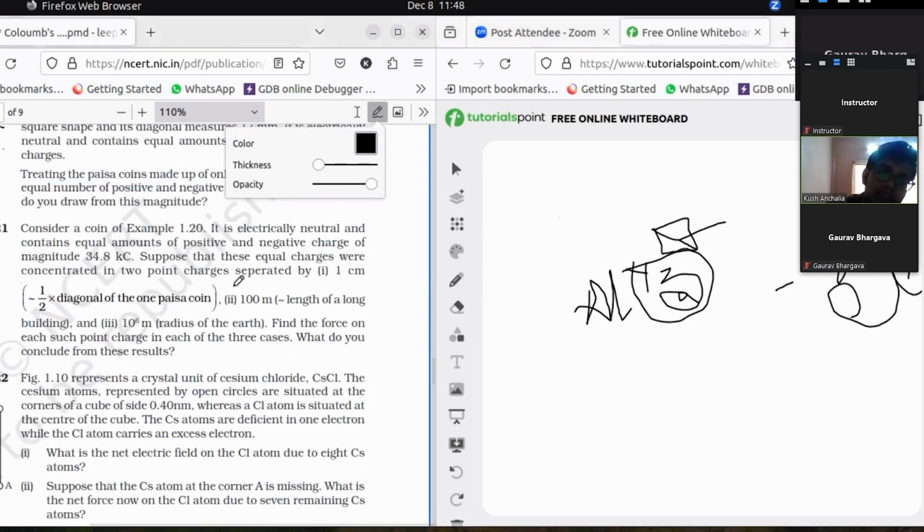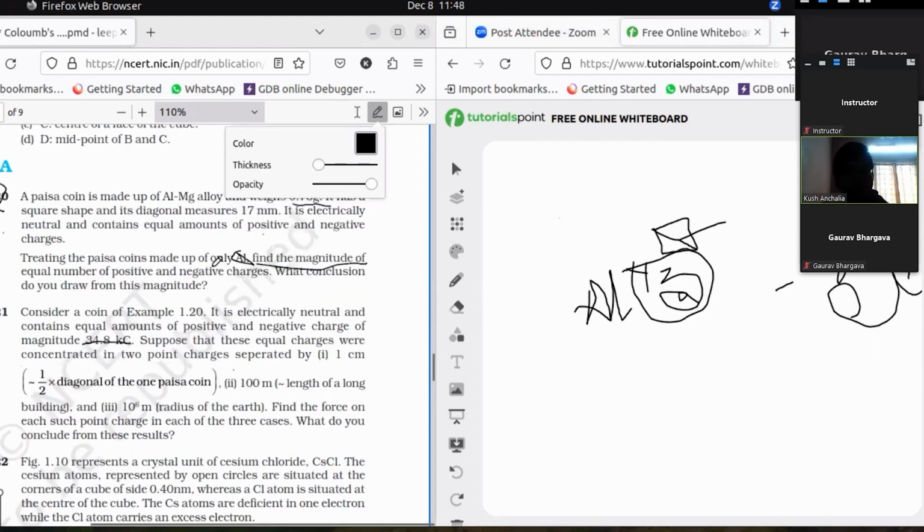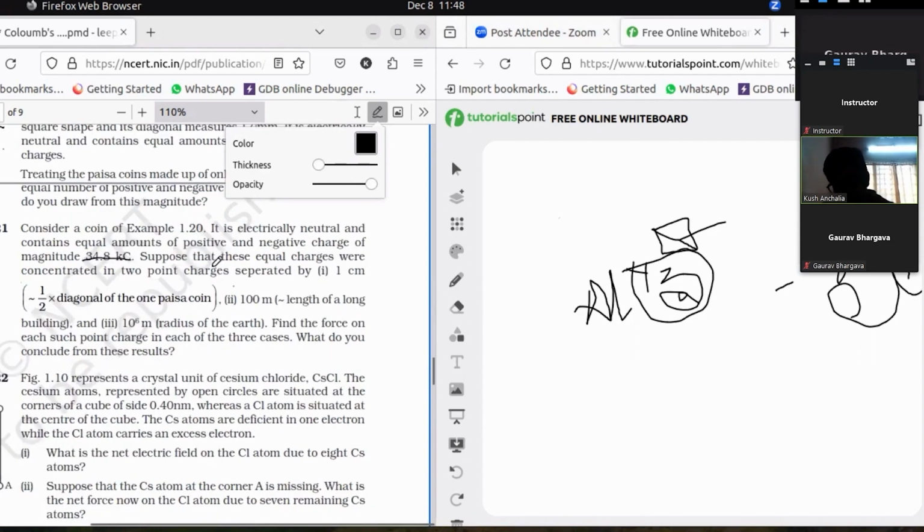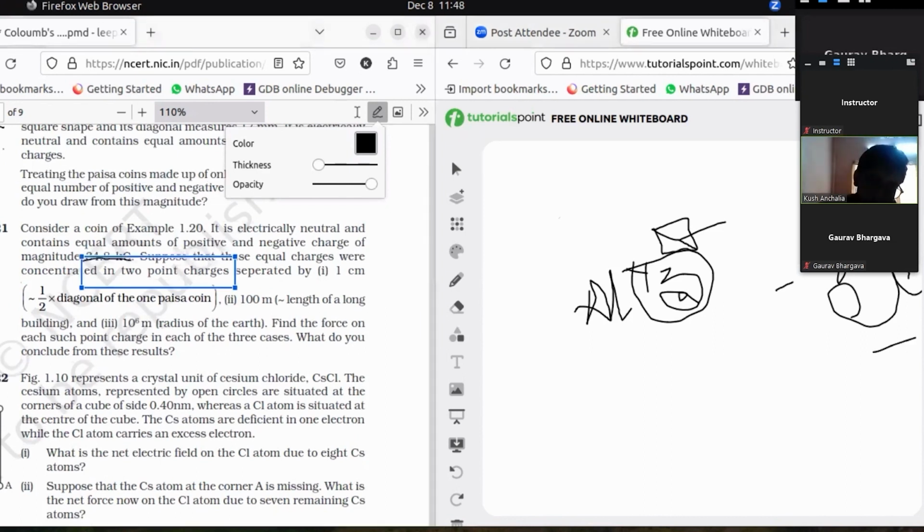Next question: consider a coin of example 1.20. It is electrically neutral, contains equal amounts of positive and negative charge, or magnitude. Okay, the magnitude, got it. Here aluminium is +3, so I thought only -3. So it is related to that only. Suppose that these equal charges are considered as point charges separated by some distance. Okay, find the force now.